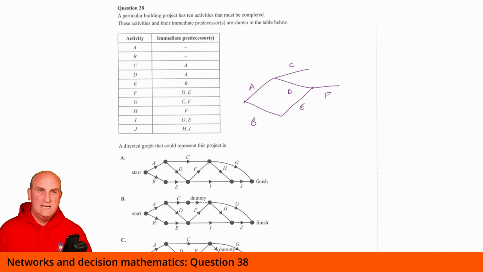G can only happen when C and F are finished. There was my C, there was my G. H can only start when F is finished. So there we go. F can only start... let's go back to that one again. I had C coming off of here, didn't I? C came off of A. Yep, right. So G can only start when C and F are finished. H can start when F is finished, so there's H.